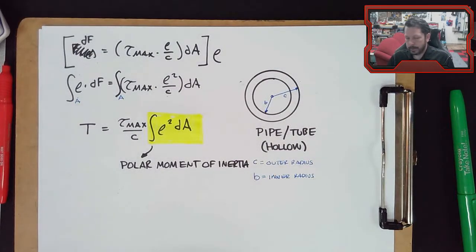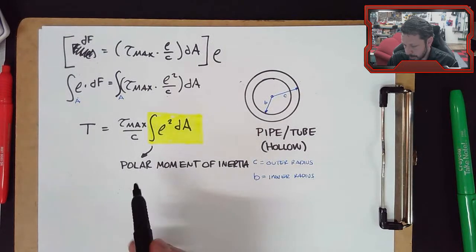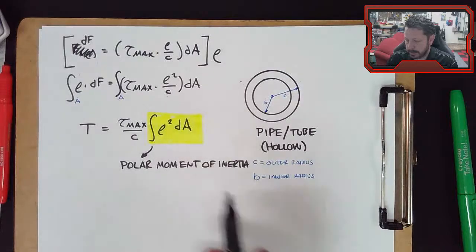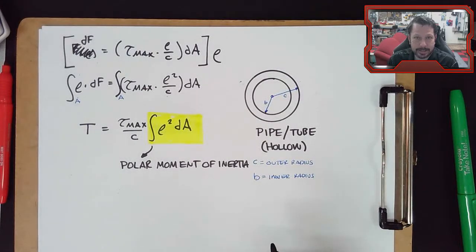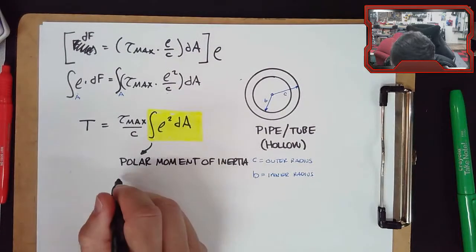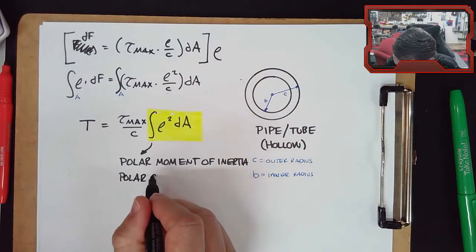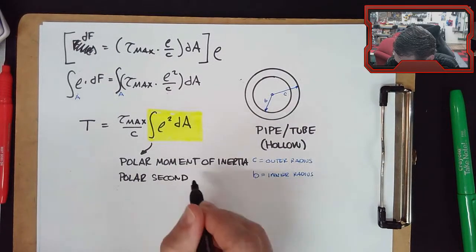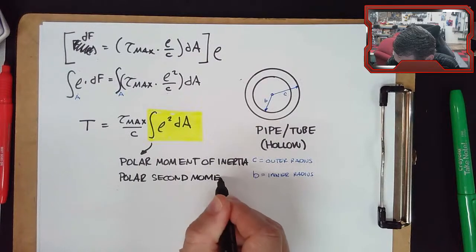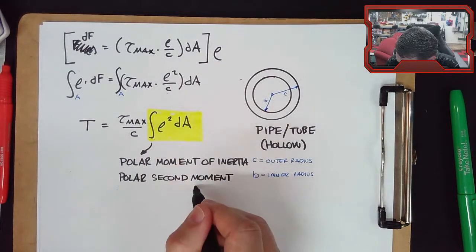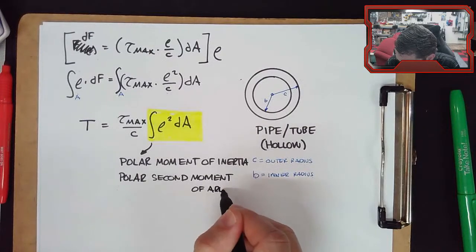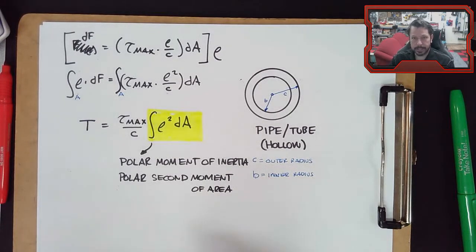So similar to the way the I moment of inertia that we had for beams, a larger moment of inertia meant that the beam was less likely to bend. A large polar moment of inertia means that the shaft is less likely to twist. You might also call it the polar second moment of area. So I was also just called the second moment of area.